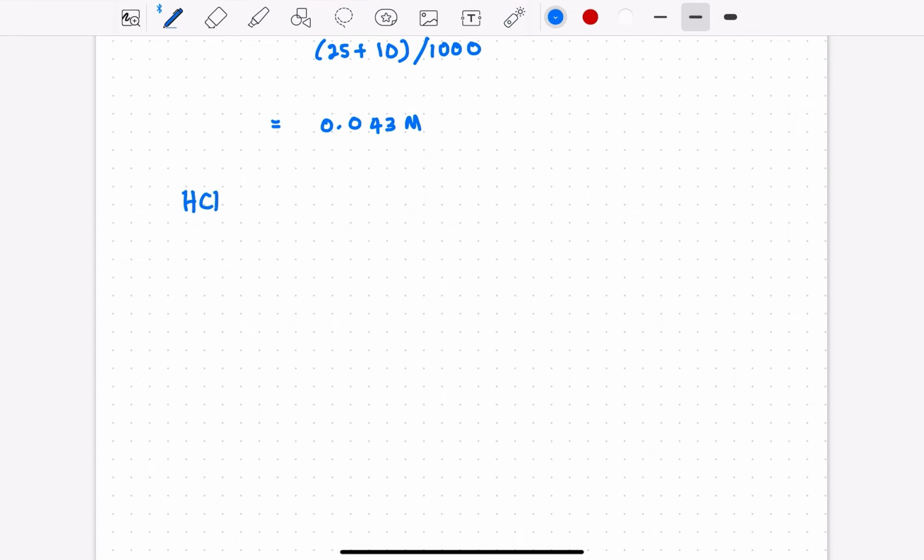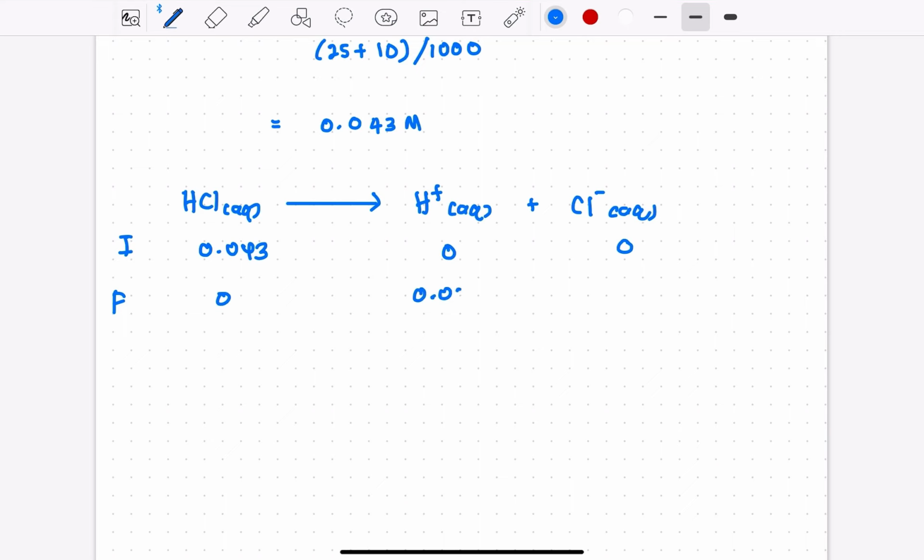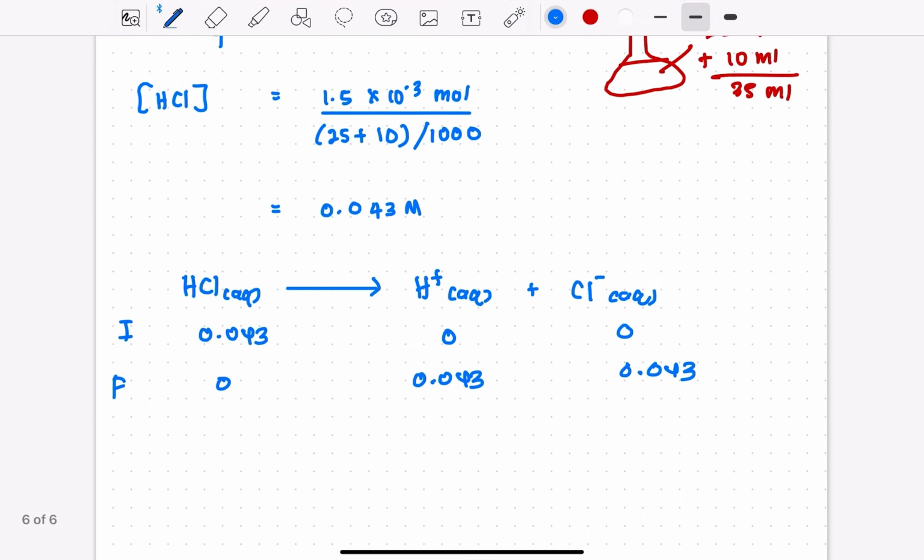And we know that hydrochloric acid is 100% ionized. 0.043 molar. No, I'm wrong, sorry. We're going to get H plus and Cl minus. So if it's initially 0.043, final, it will be 0. This one will be 0.043 and 0.043. But we are only looking at this one, okay? Because we want to calculate the pH.